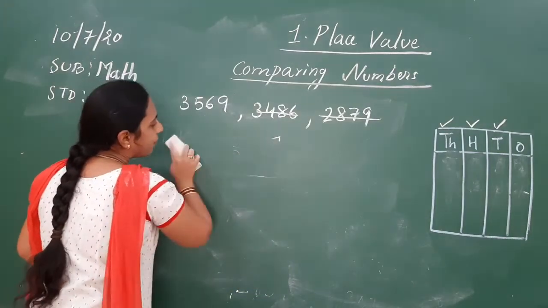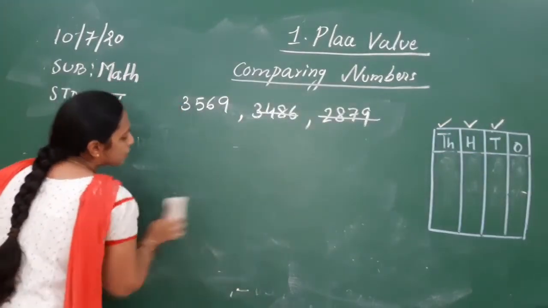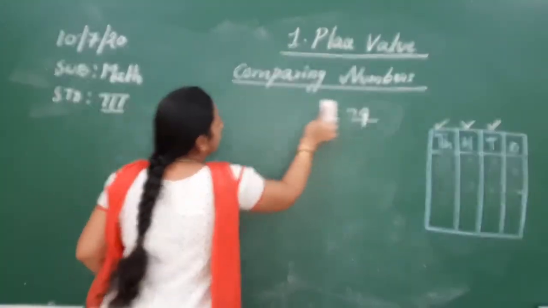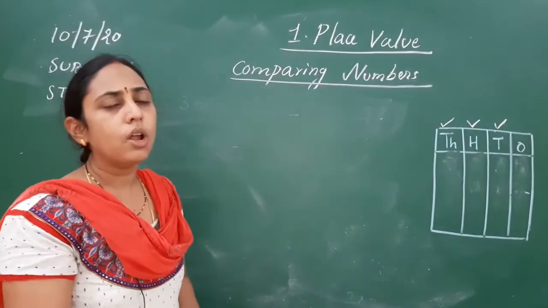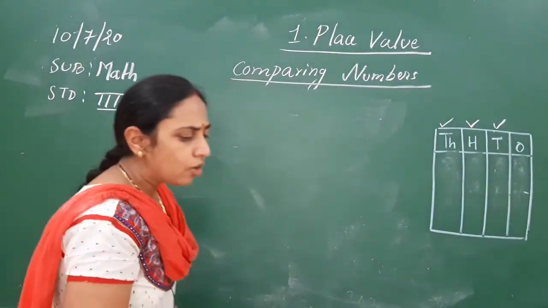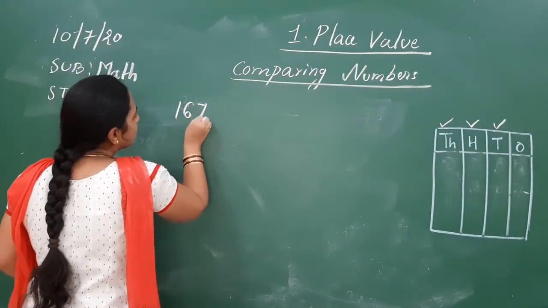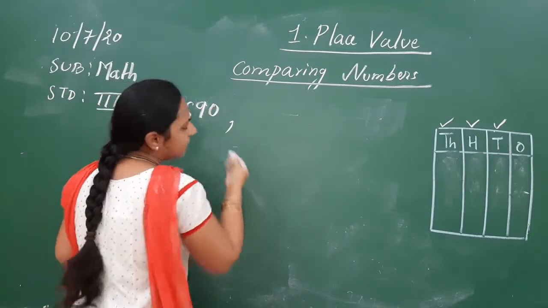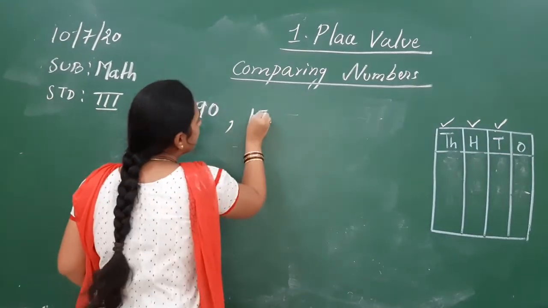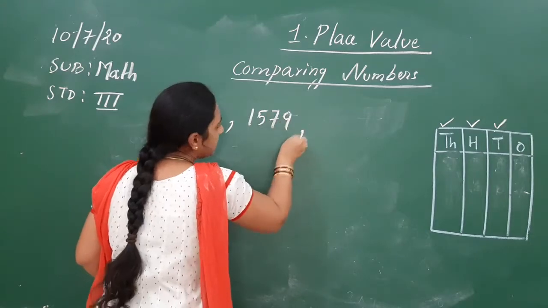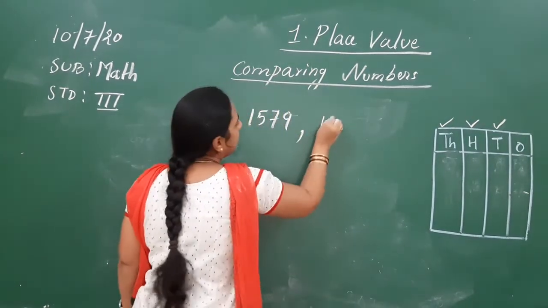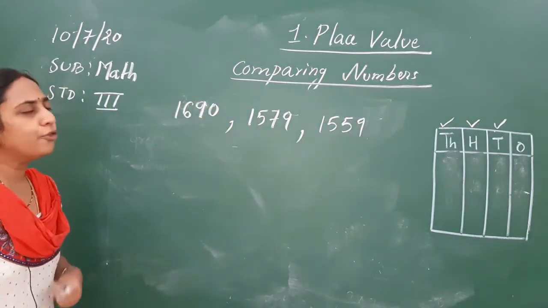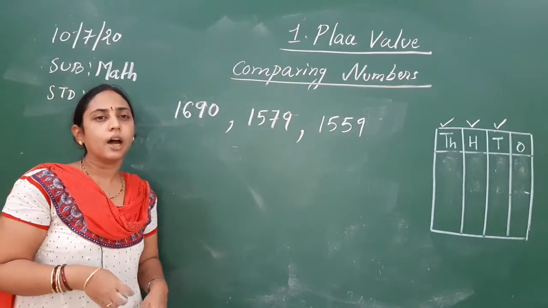Now, suppose you have to find the smaller number. Suppose you have to find the smaller number, or we can say the smallest number. So, 1690, we can take any numbers, but I am taking from your textbook so that it will be easy for you to understand, right. Okay. Now, we have to find out the smallest number.